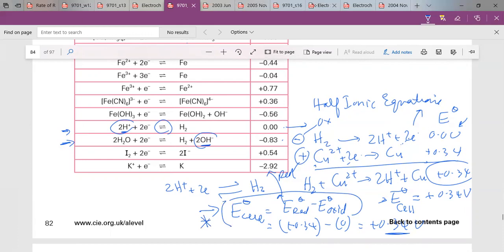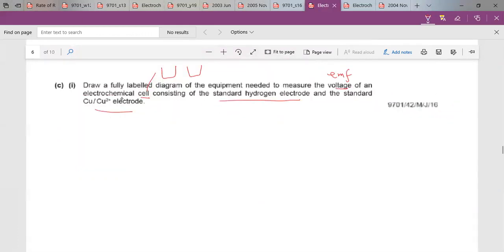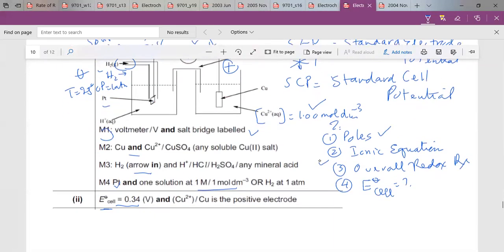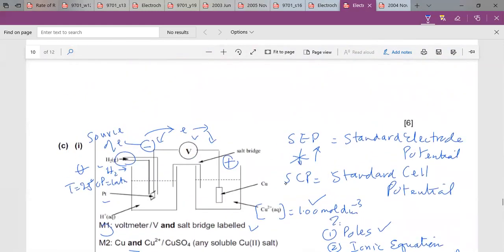Right, so now we have seen how it happens here. Draw a labelled diagram. You can see the marking scheme here. There are 4 marks here. If you add this one, 1 mark for copper being positive, and one more mark for the direction of electron flow. That's 1 mark, which means this one is 1 mark. So 6 marks. Easy.